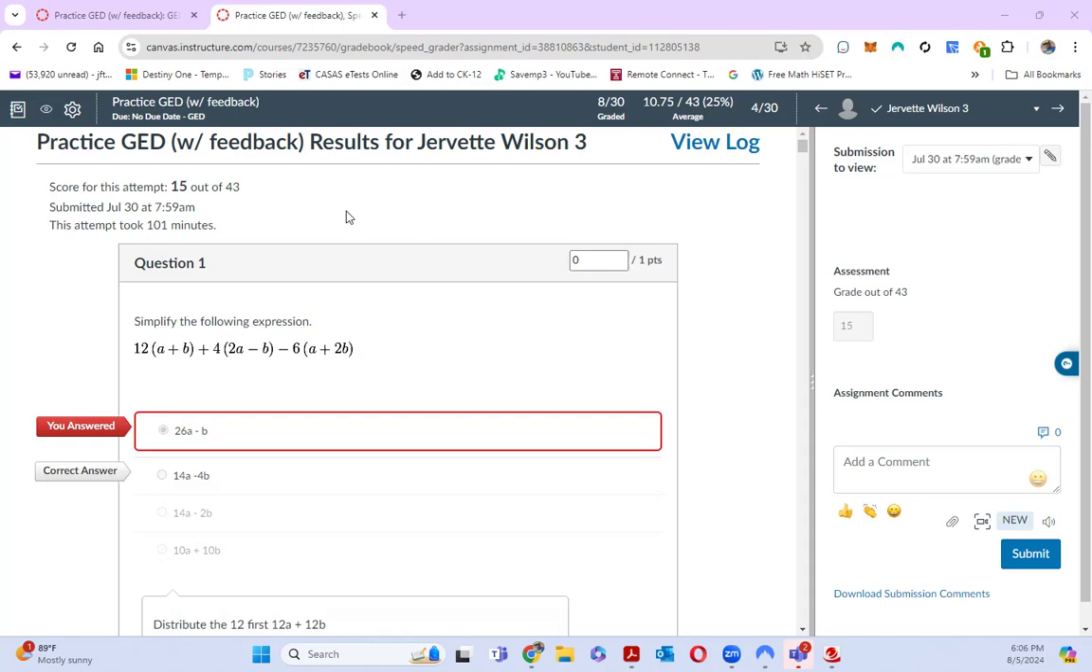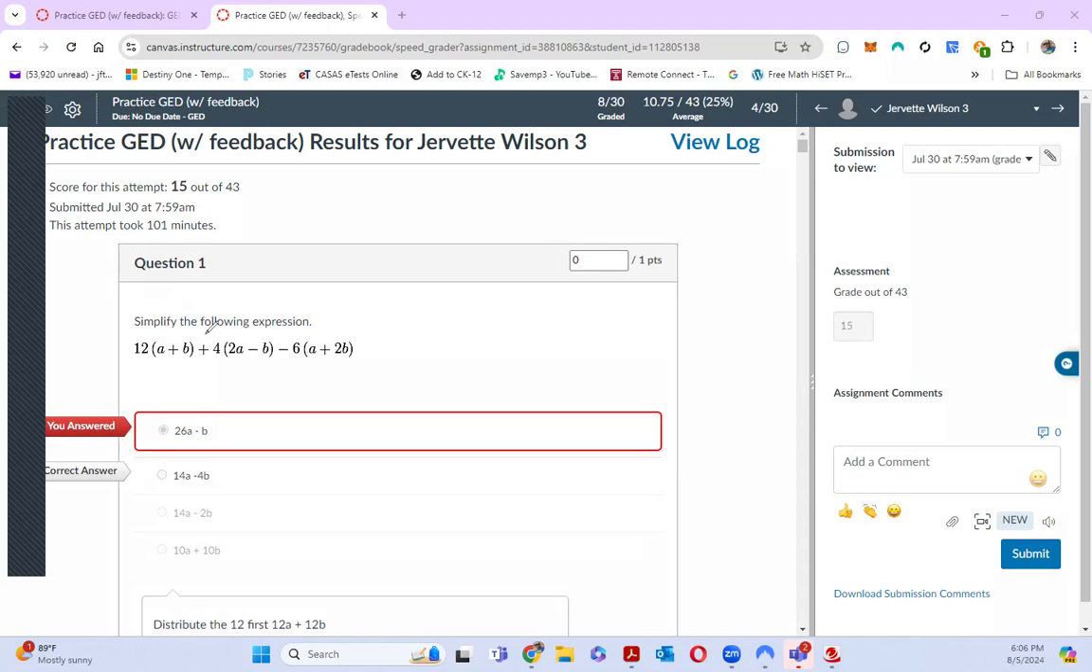So for example, let me look at this problem right here. This is not a difficult problem, but I'm going to show you where you made your mistake.